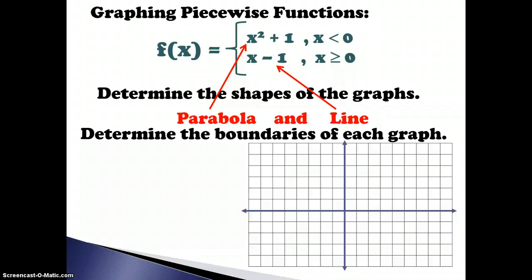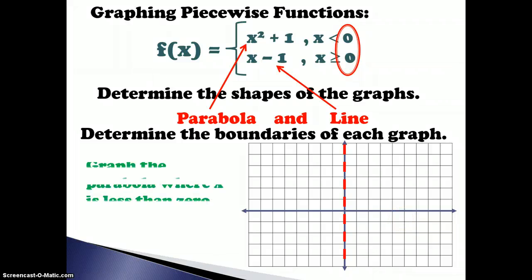Now we have to look at the boundaries, meaning what is the value here? So this is a parabola when x is less than 0. So x less than 0 is everything on this side, quadrants 2 and 3. And x greater than 0 is in quadrants 1 and 4. Okay? So that's my boundary, the dotted line. So graph the parabola where x is less than 0.